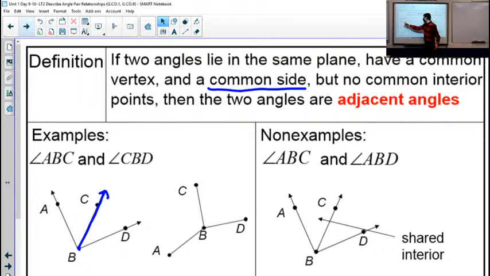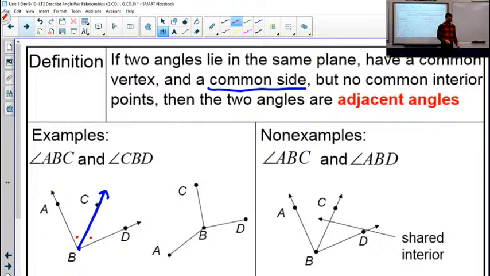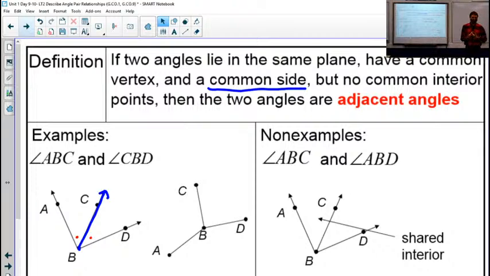So ABC and CBD, these 2 angles right here, are adjacent angles because they are touching. They share a common side, which is the B to C. That one in blue would be the common side that they share. So that just means that the angles are right next to each other, that they're touching. It doesn't say anything about their measurements or anything else. It just says where they are in the diagram. The next couple that I'm going to show you are talking about measurements. So let's look at those.